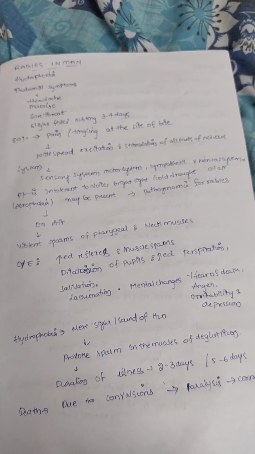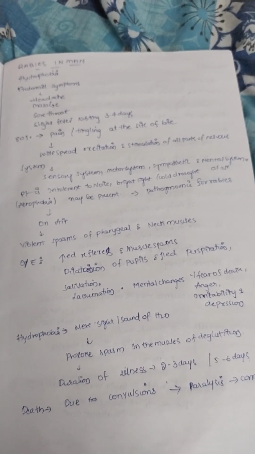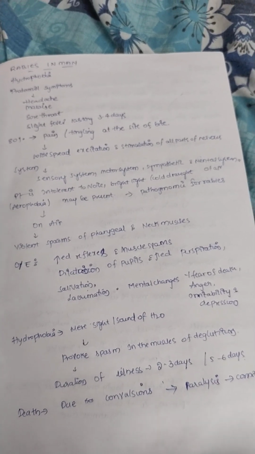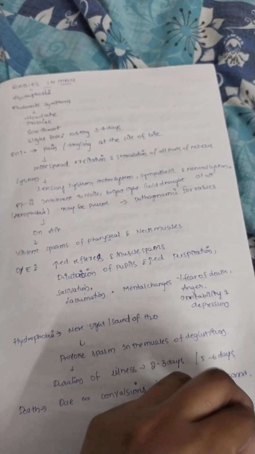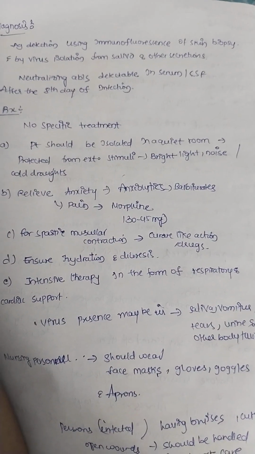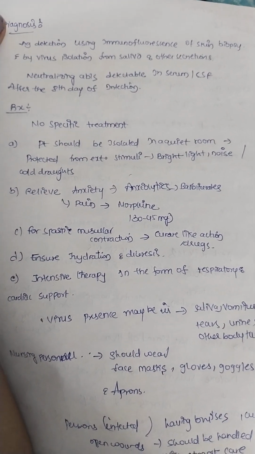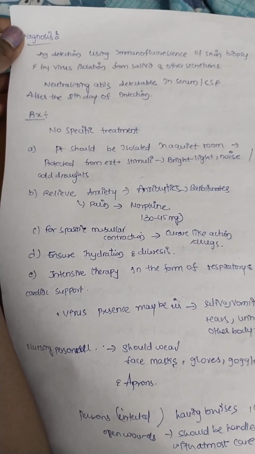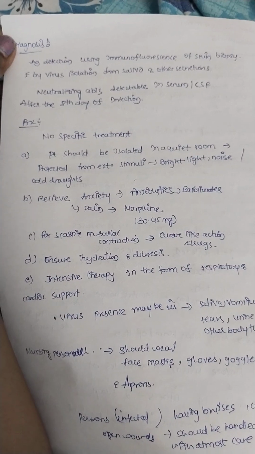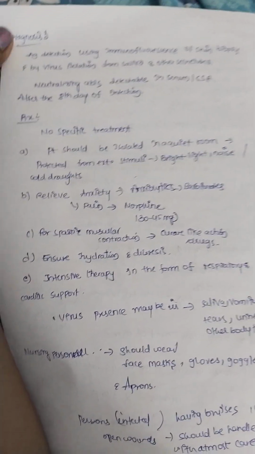Then the duration of illness will be 2 to 3 days, because after that time period the patient will die. Death will occur mainly due to convulsions, or this convulsion stage may progress to paralysis, or the patient may die at the stage of coma, which is the last stage. Coming to diagnosis. So how will we diagnose a rabies patient? Antigen detection should be done with immunofluorescence of skin biopsy, and virus isolation from the saliva and other secretions. Neutralizing antibodies are detectable in serum or CSF only after the 8th day of infection. Before that we can't see the antibodies.